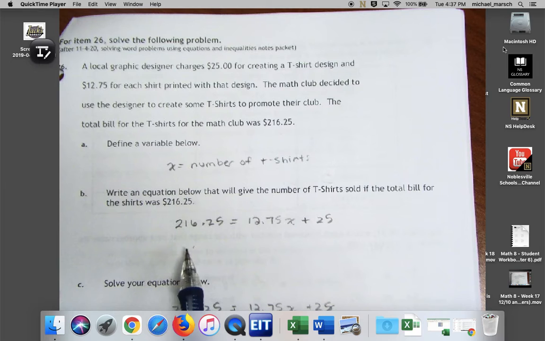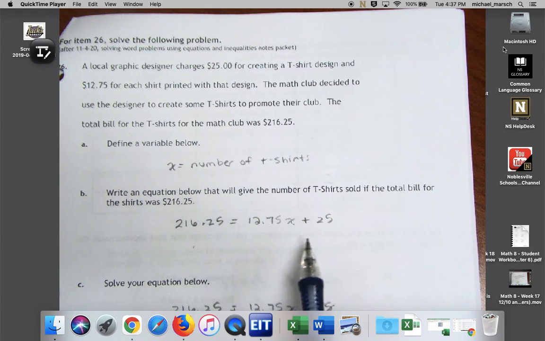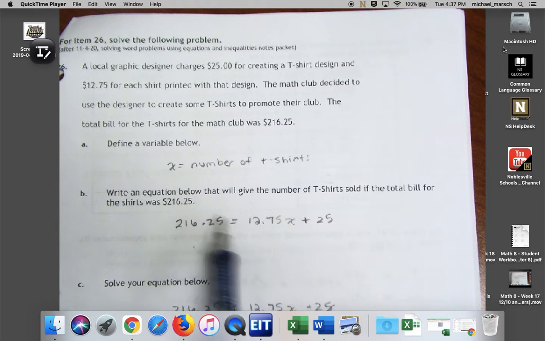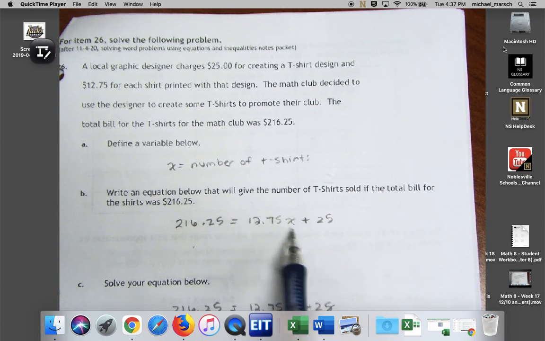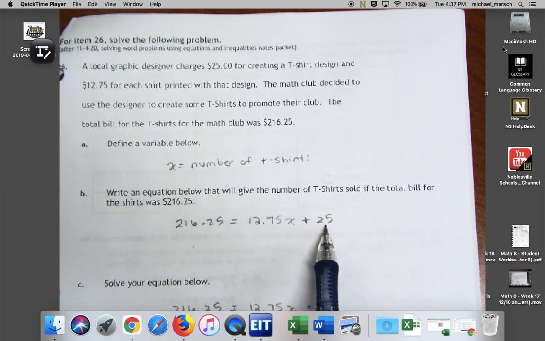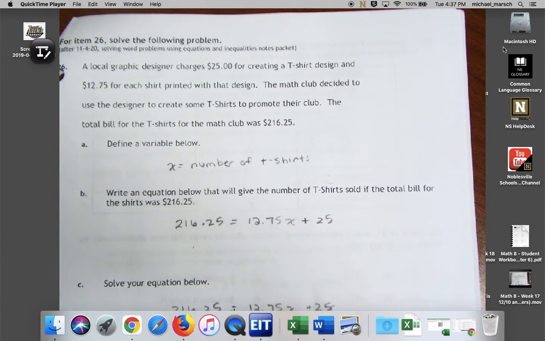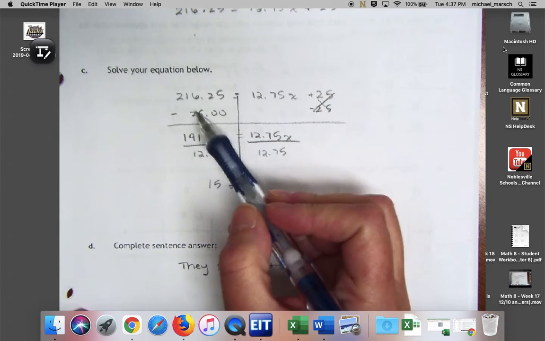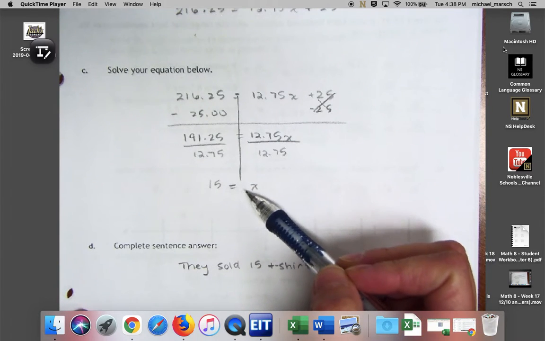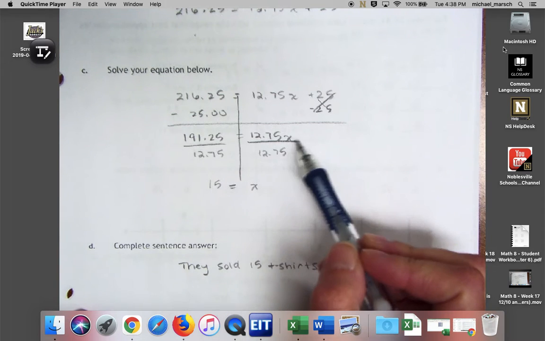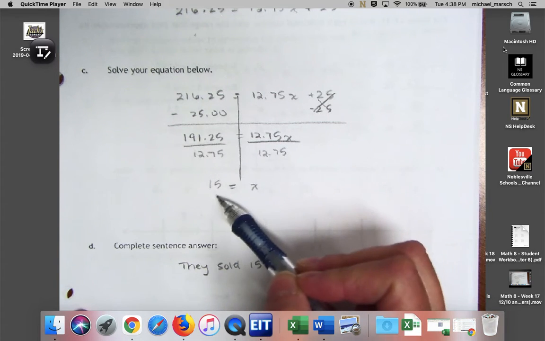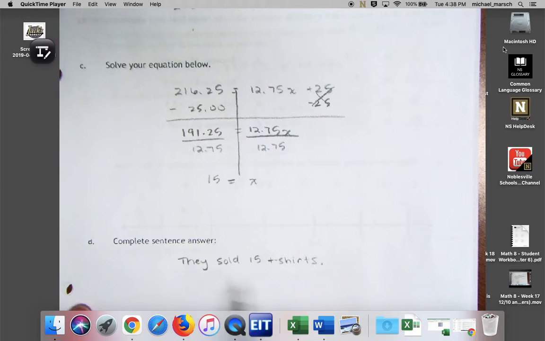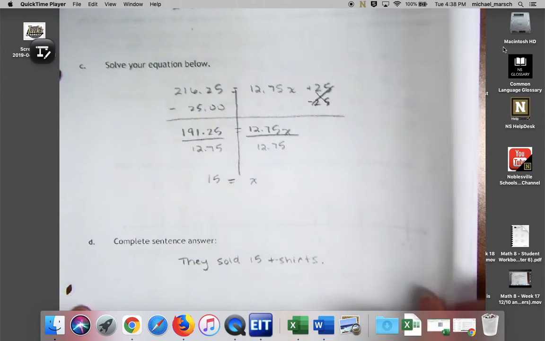Here's my equation. $216 is what they paid for, $12.75 per shirt plus the $25 fee just for creating the shirt. So when you solve it, you would subtract the 25 over here across our wall of equality, divide by 12.75 to get x by itself, and you get 15, and that means they sold 15 t-shirts for the math club.